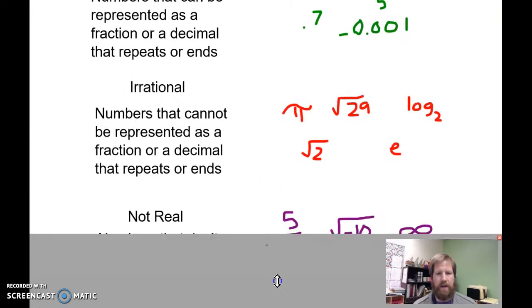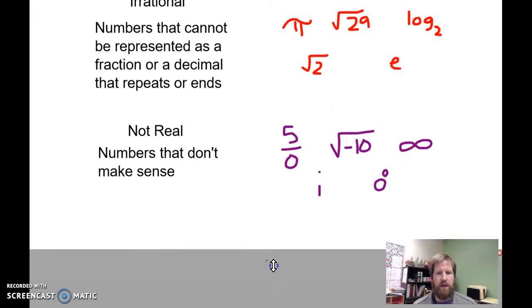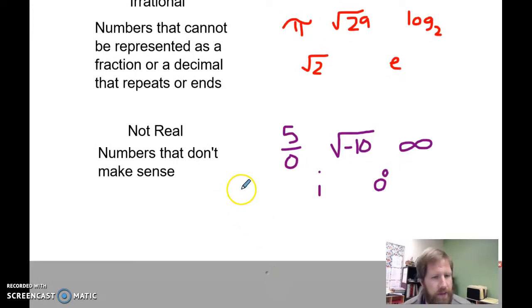Okay. And then our last category are not real numbers. They're numbers that don't really make sense. Okay, dividing by 0, that does not make sense. Having a negative square root. The square root is what number times itself equals this number. I can't have any 2 numbers that I multiply by each other that comes out with a negative number, because it's either a positive times a positive, which gives me a positive, or a negative times a negative, which gives me a positive. So this doesn't make any sense. And i is another way to represent this.